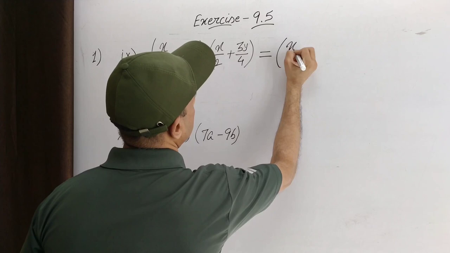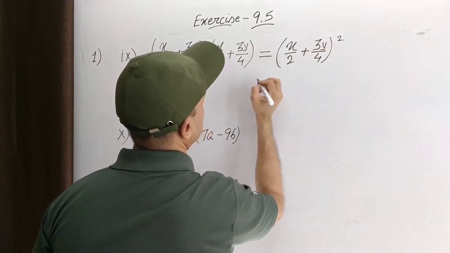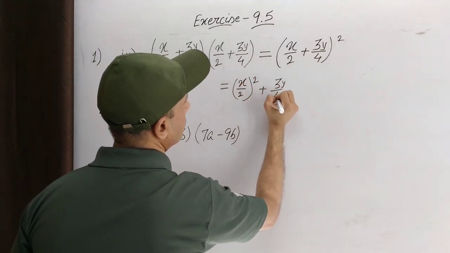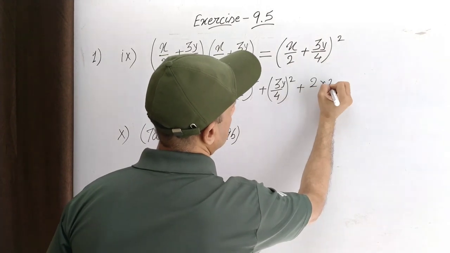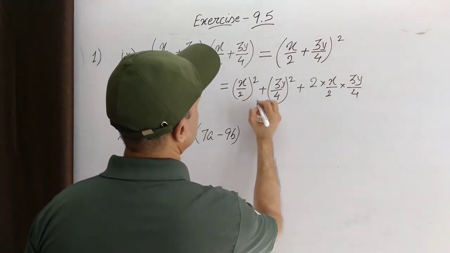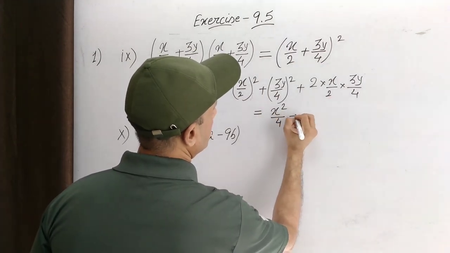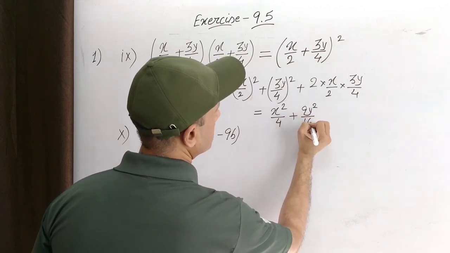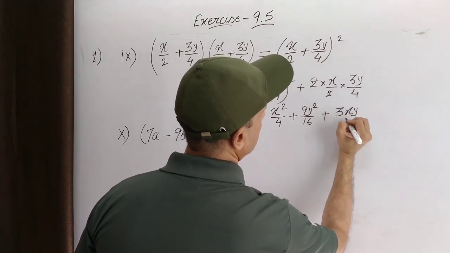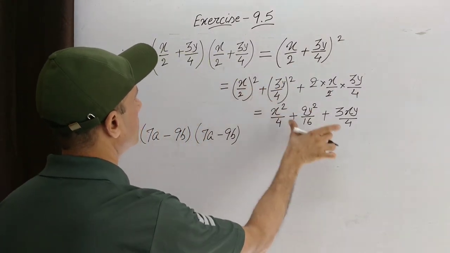So in this case, this is a plus b into a plus b. So we write this as x by 2 plus 3y by 4 whole square. This is equal to a square, that is x by 2 square, plus b square, that is 3y by 4 square, plus 2 into a into b. So we have the values as x square by 4 plus 9y square by 16 plus 3xy by 4. You can further simplify, but this expression is the result of this.